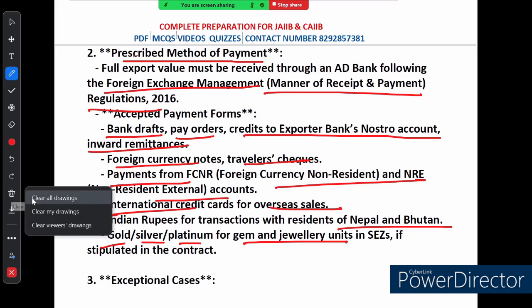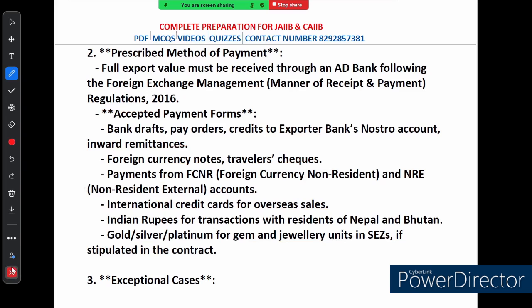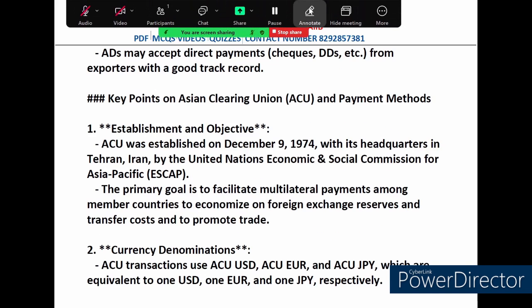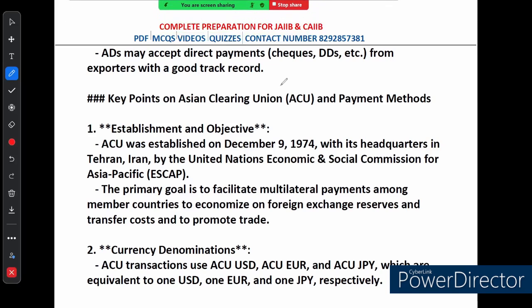Now here is some interesting thing. In certain exceptional cases, your bank might allow direct payment in the form of check and demand draft, or other methods, if you have a good track record as an exporter. This flexibility can be really helpful for long-term exporters who have proven reliability. If you have been exporting for years without any issue, your bank might accept direct payment through check or DD, making the process faster and easier.